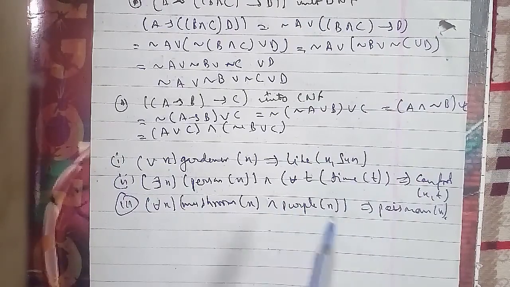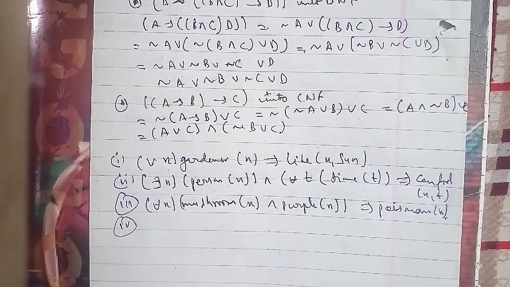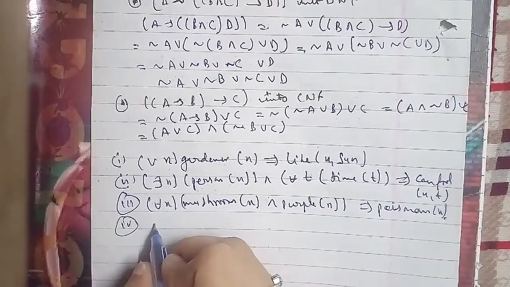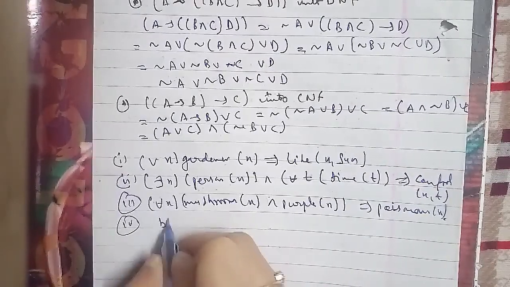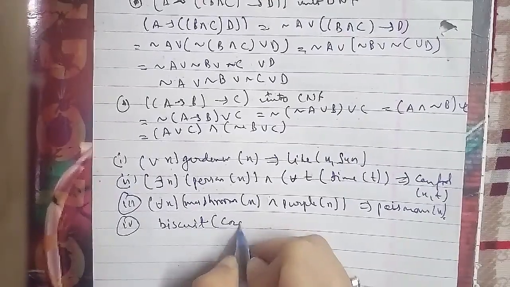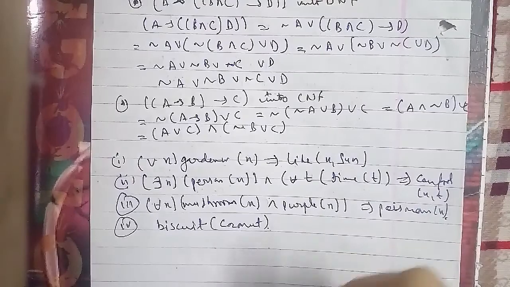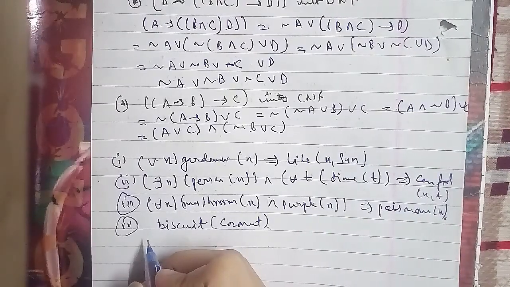So here, child, x, take biscuits, x, like John, x.